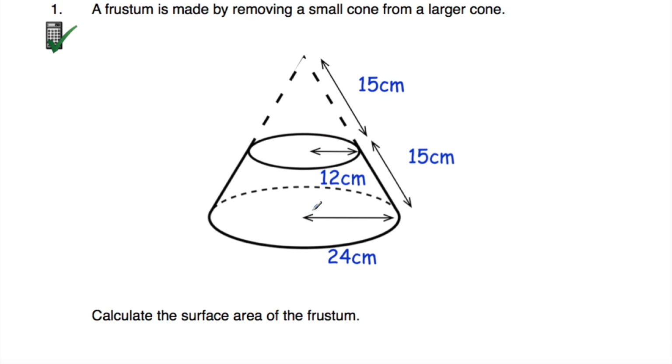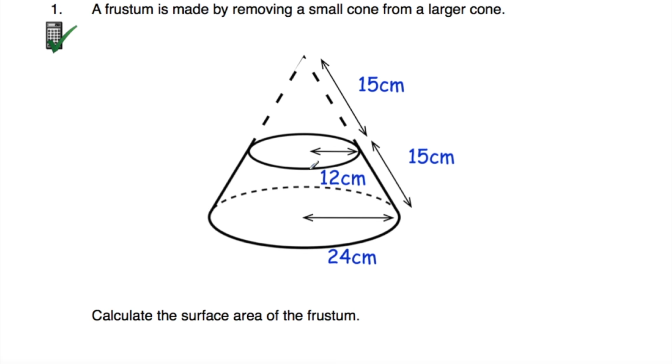Now in terms of this frustum, it's got the circular face on the top, the circular face on the bottom, and then the curved face going around the outside. So if we want to find the surface area of this frustum, we're going to need to find the area of the two circles, that's the circle on the top and the circle on the bottom, but also the area of that curved face.